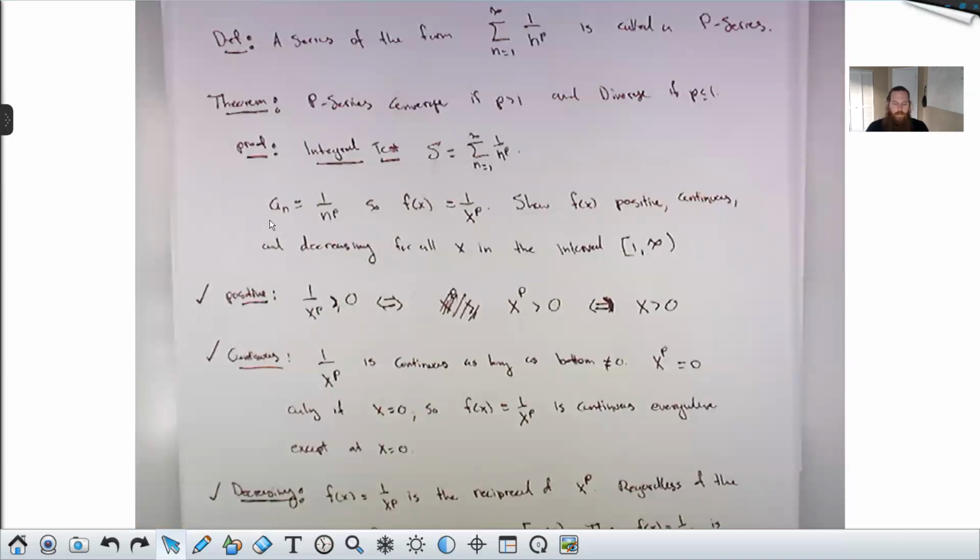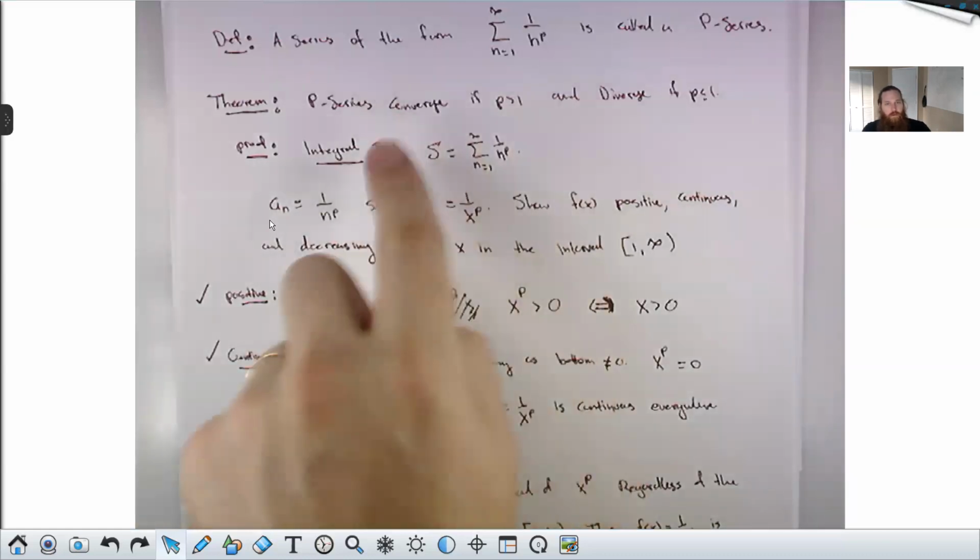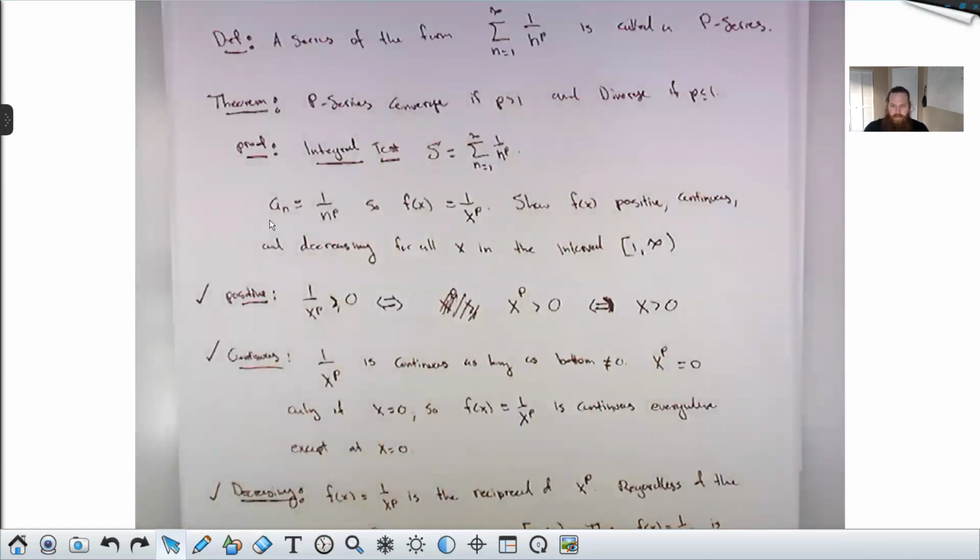Just like p integrals formed an important basis for comparison when we were talking about type 1 improper integrals and the comparison theorem there, these series are going to form an important basis for comparison when we get our comparison theorem for series. And that's the next section. So before we jump to section 11.4, I'd like to do one more integral test problem.